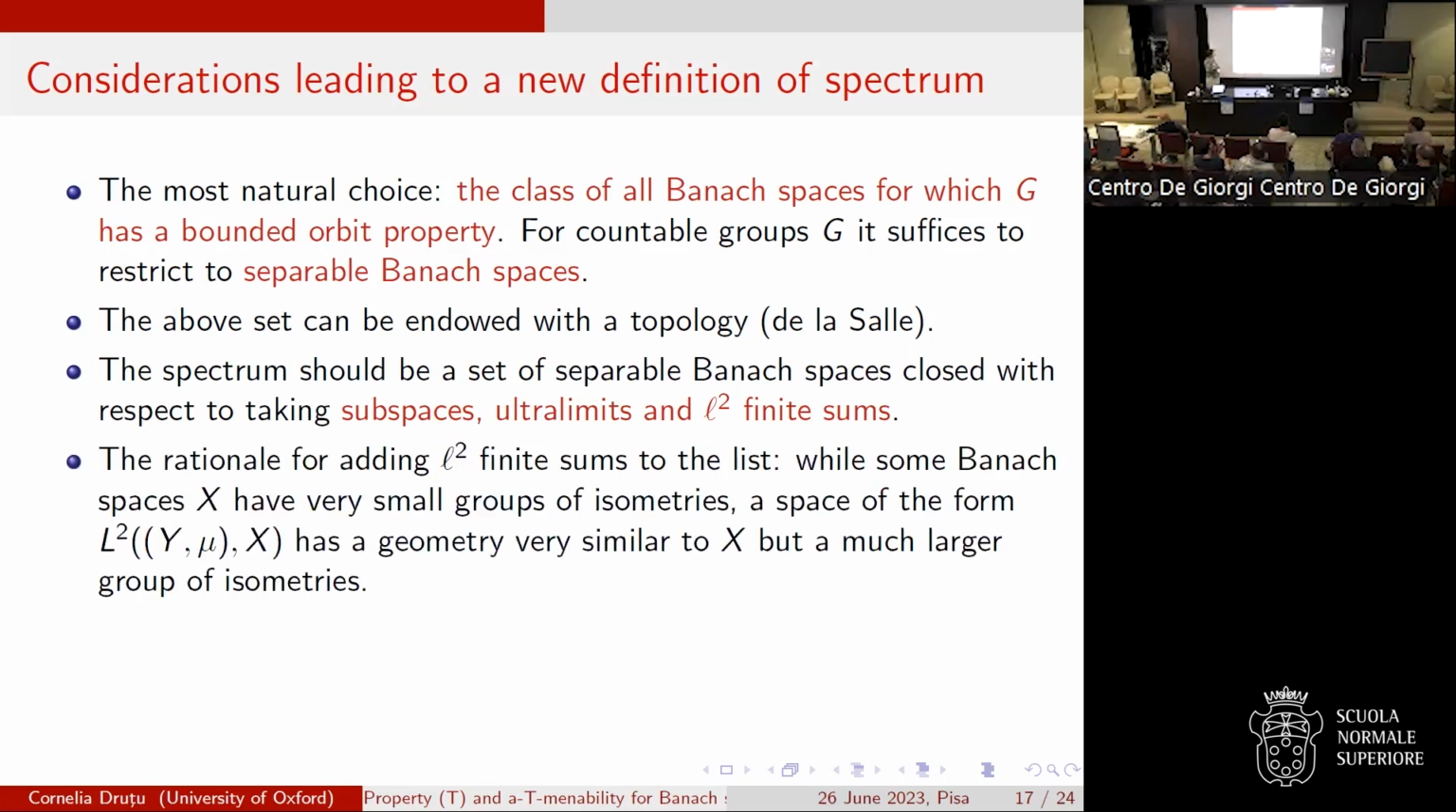The reason for that is that for some Banach spaces, the fixed point property might simply come from the fact that the space has a very small group of isometries. So it's sort of an artificial reason why we have the fixed point property. But then L2 from a measure space to X has a geometry very similar to X, but this one has a much larger group of isometries. So it's natural to ask that we can also add L2 finite sums.